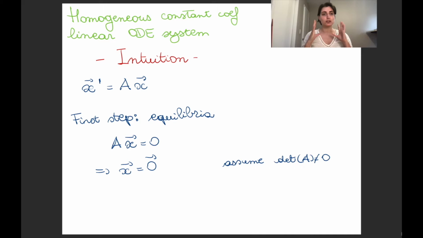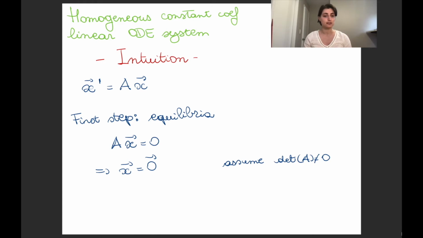So we're looking at homogeneous systems of ODEs with constant coefficients. So we have x prime equal Ax, where this time A does not depend on t at all. So x is a vector of unknown functions depending on t, and A is just a matrix of real values. Our first step, which we have always done when we don't know how to solve an ODE, is to look for equilibrium. So we have to find the solution of Ax equal to 0.